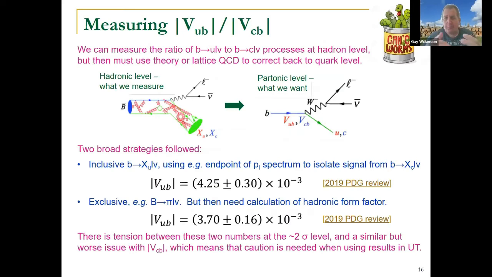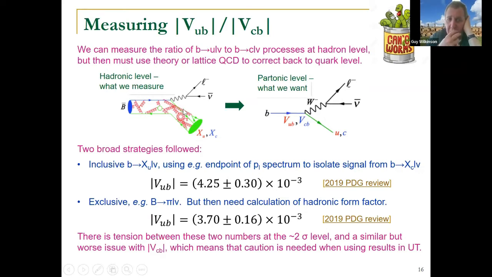Now I'm going to be more brief on this because this is really the province of the B factories, and though I have not had time, unfortunately, to attend all of Karim's lectures, I'm sure he spoke about this. What we're interested in is the ratio of the B to U and B to C transitions at quark level, but we have to deal with all this hadronic muck because we don't observe isolated quarks, we only observe hadrons. So one needs to worry about what's going on there.